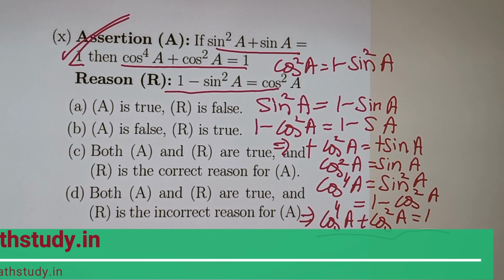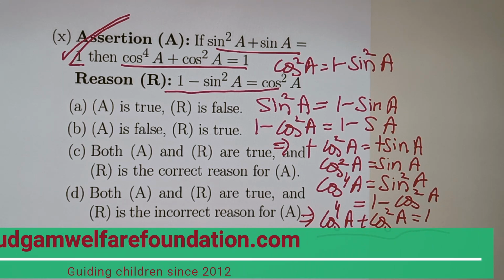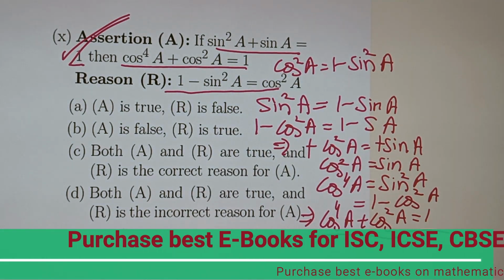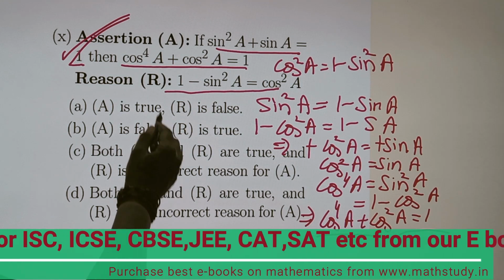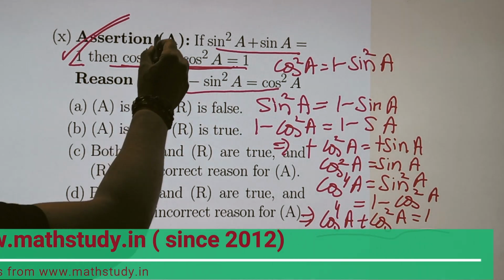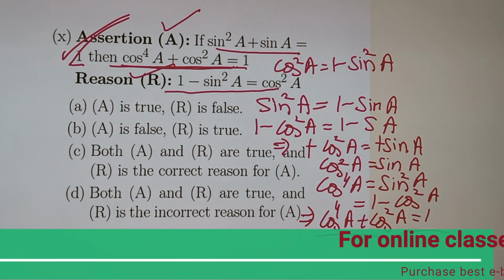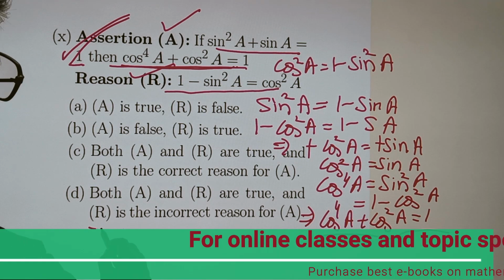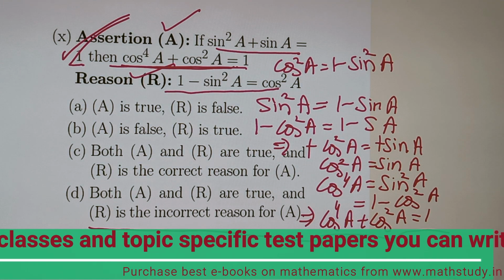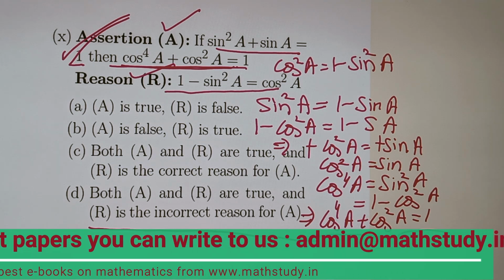That means cos raised to the power 4a plus cos square is equal to 1, we were not getting it directly. So we had to do a lot of calculation here, and after that only we were able to prove our assertion. So we can say that assertion A is true, and reason R is also true, but R is the incorrect reason for A. Therefore, option D is the correct answer.